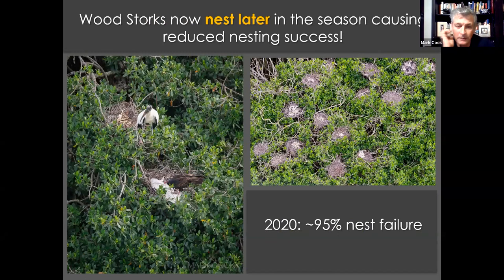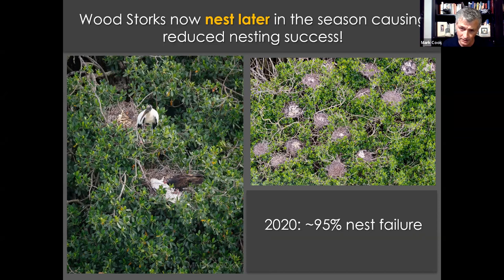All right, and probably the most distressing from a personal level is we've also seen a delay in the timing of nesting of the wood storks. These birds historically nested in November, December. Now they're nesting in February, March. And these birds have a very long nesting period, about 4 months. So if they delay nesting, they often end up having their chicks still in the nest at the beginning of the rainy season. Once that happens, water level rises, their prey disperses, they're unable to feed their chicks, and the nests fail and the chicks die.